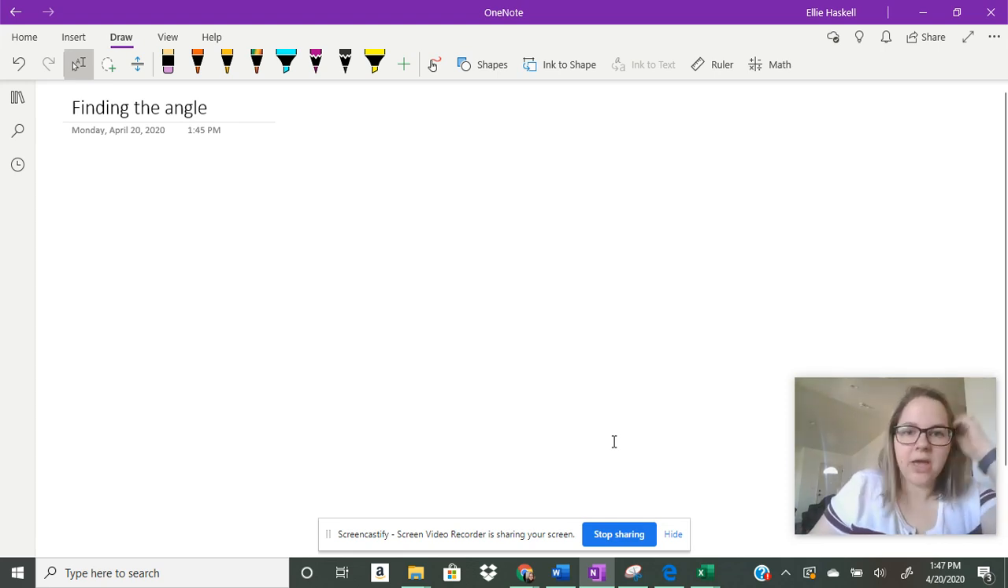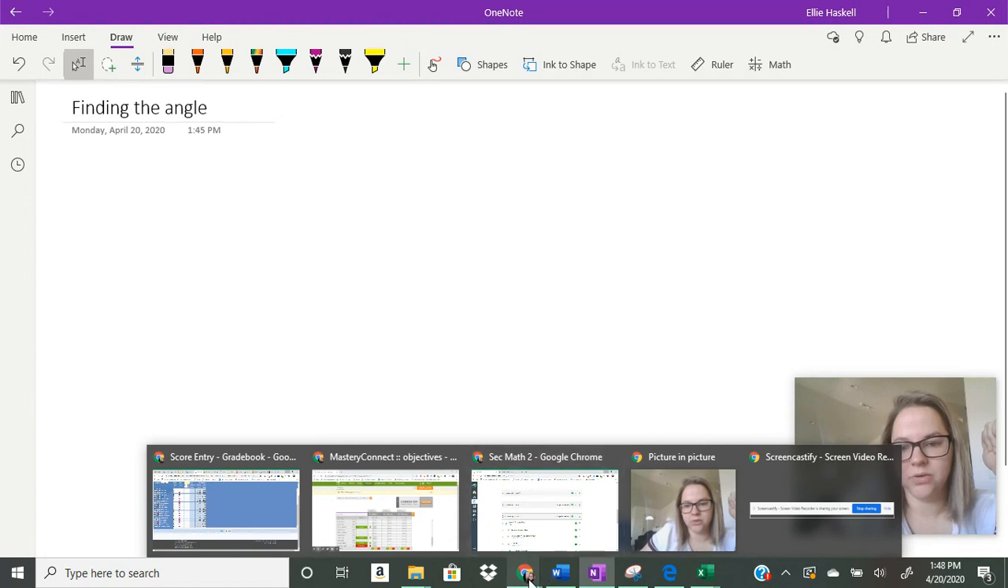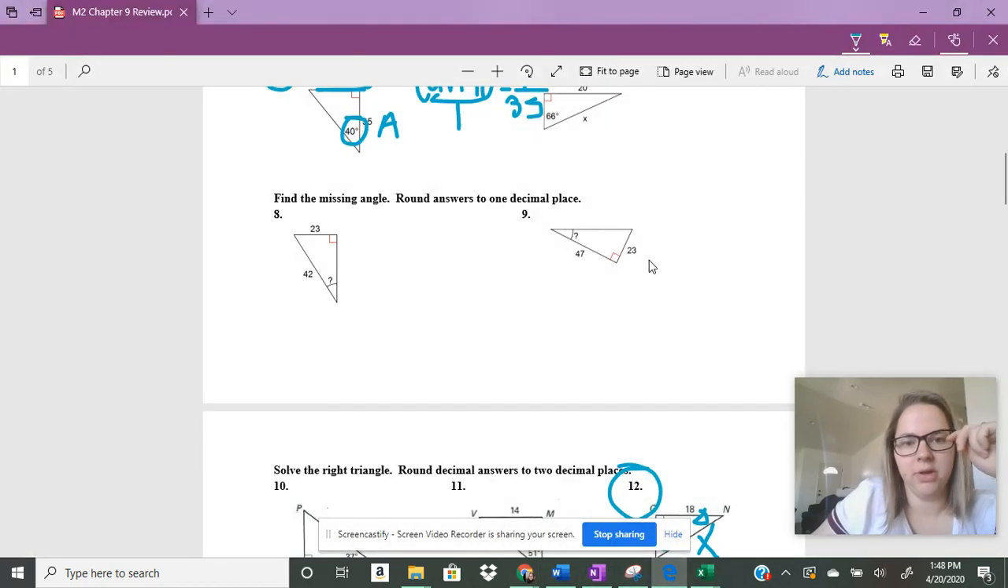Okay, so here is how to find the angle. I just realized I'm on the wrong screen. Let me bring up the right one right here.